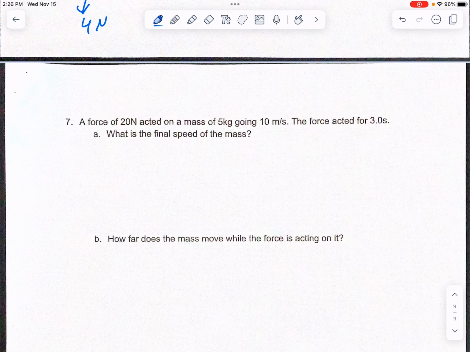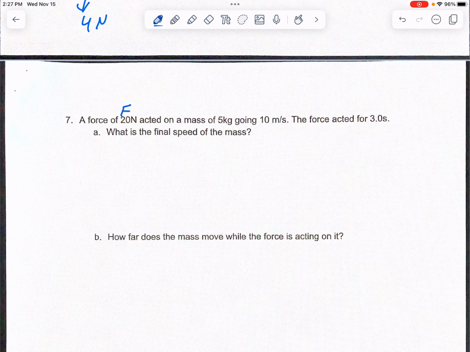Number 7. A force of 20 newtons, so I gave you force, acting on a mass of 5 kilograms, there's mass, going 10 meters per second. We don't know what that is, so we're just going to say that's V. The force is applied for 3 seconds, so there's time. What is the final speed of the mass? That means you're looking for VF, so this is VI. So what we're going to do is set up Daffy T because we're looking for VF.